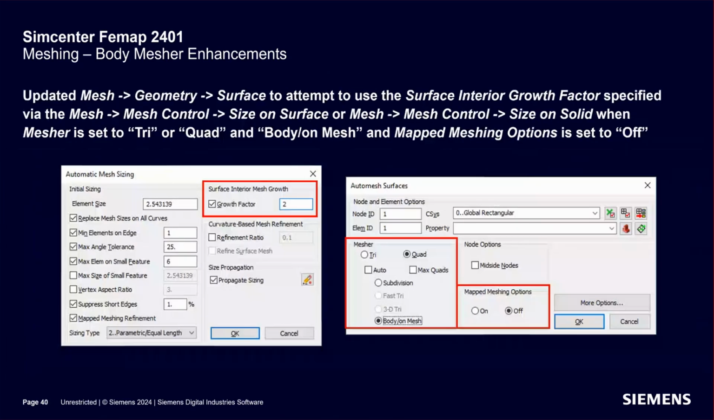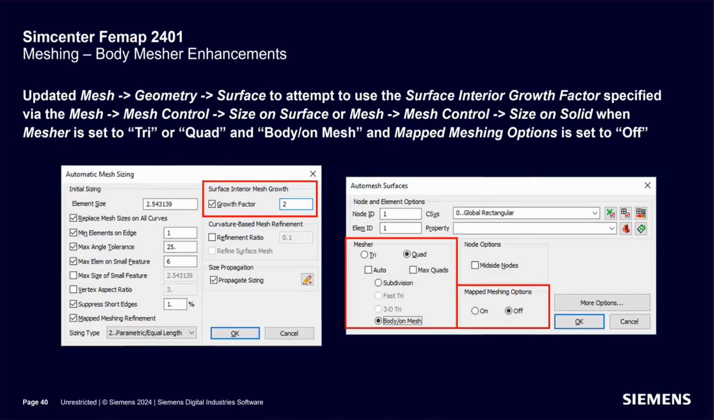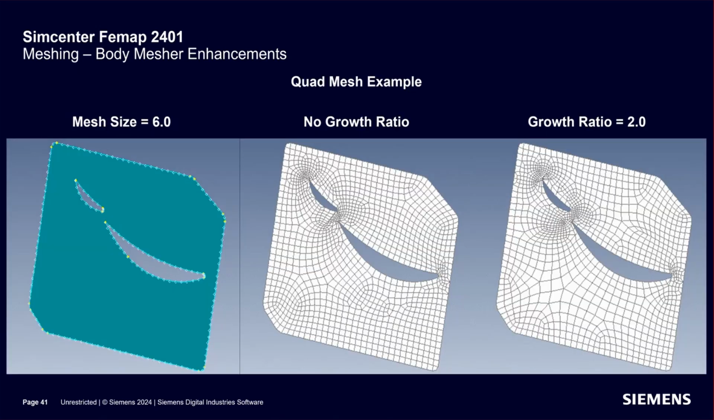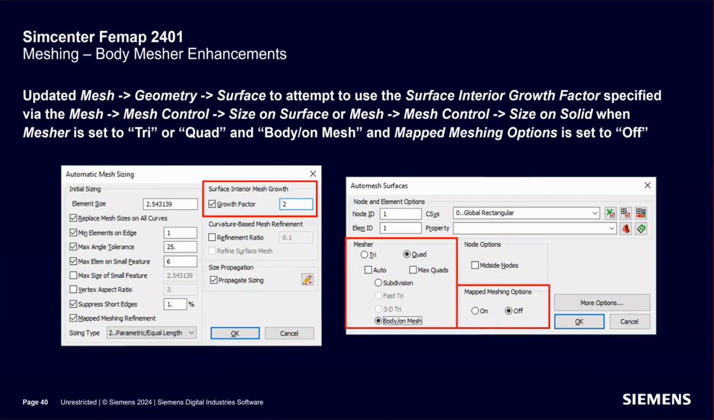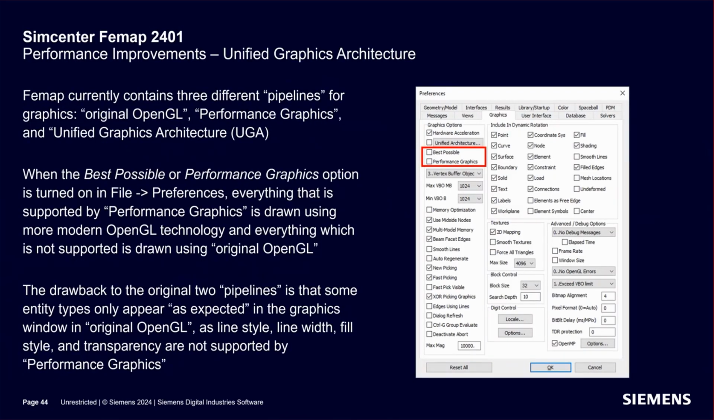Meshing, if you've used it, hopefully everybody's been using the body mesher that we implemented in 2022.1 or 2021.2, I forget. Whether you're using the mesh bodies command or mesh geometry surface, this is more for when you're using mesh geometry surface. If you have that surface interior mesh growth turned on and you go into the old meshing command and say, hey, I want to use the body mesher, then it will honor that growth ratio for you in both triangles and quads, because it didn't do that before.